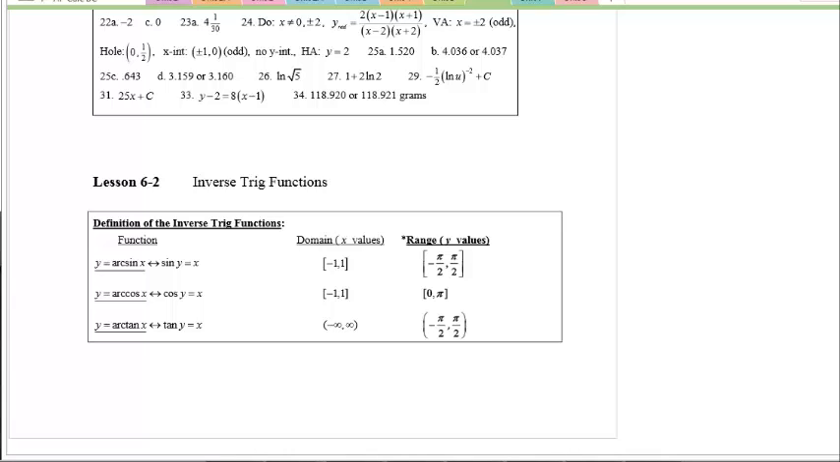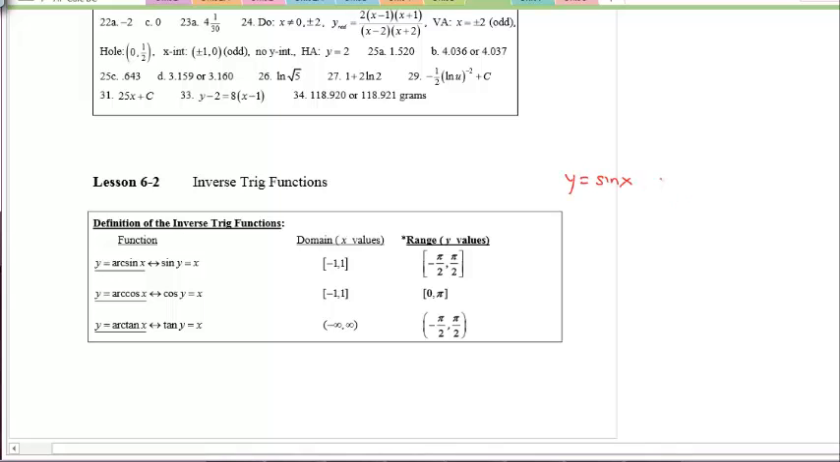Alright, this is lesson 6.2 of AP Calculus. We're going to be talking about inverse trig functions today, and of course, its derivatives and integrals. So if you think about what we're talking about in inverse trig functions, I hope you can remember what trig functions look like and are written like.